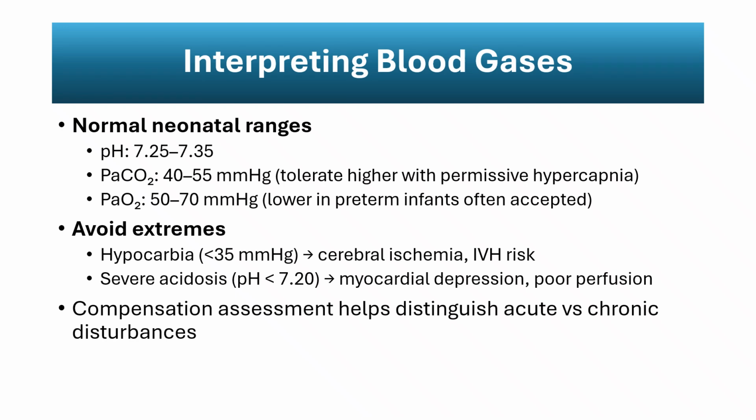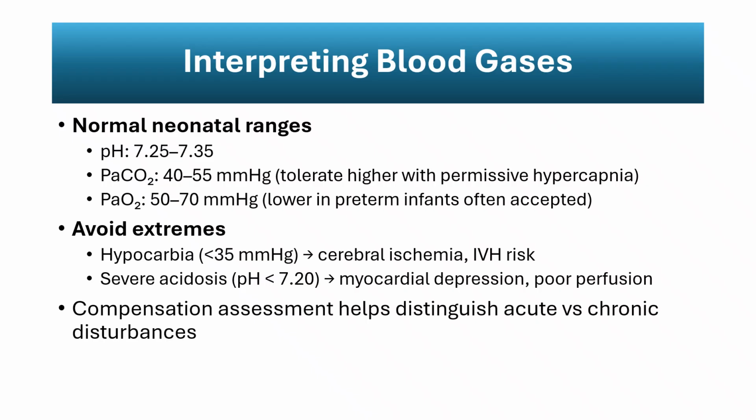A low pH with elevated carbon dioxide content indicates respiratory acidosis from hypoventilation. A low pH with reduced bicarbonate indicates metabolic acidosis from excess acid production or bicarbonate loss. Conversely, a high pH with low carbon dioxide content signifies respiratory alkalosis due to hyperventilation, while a high pH with elevated bicarbonate indicates metabolic alkalosis.